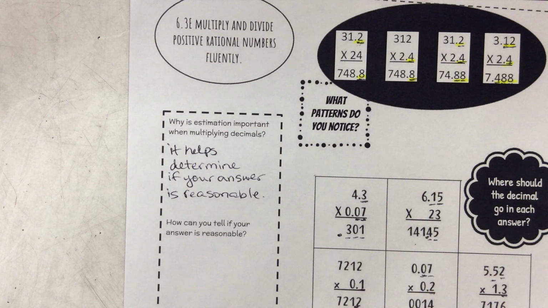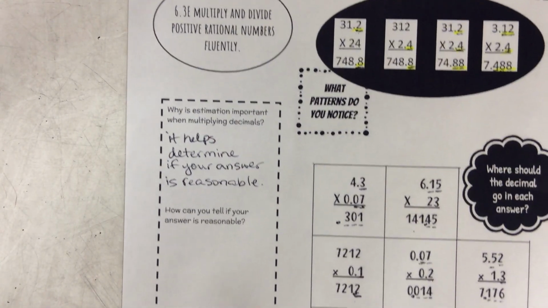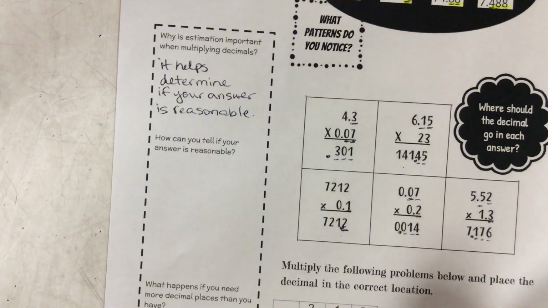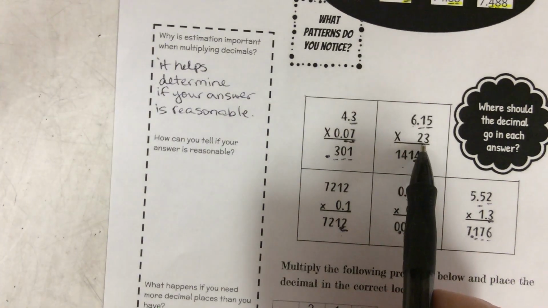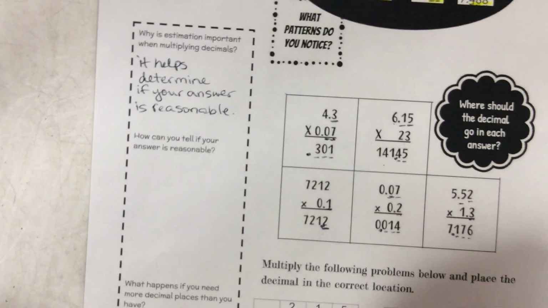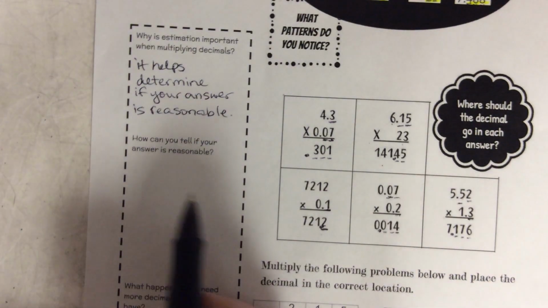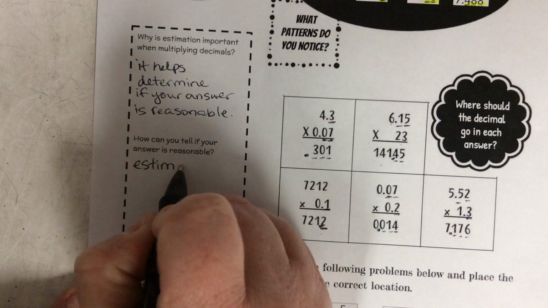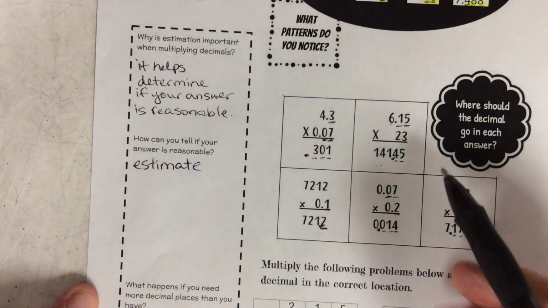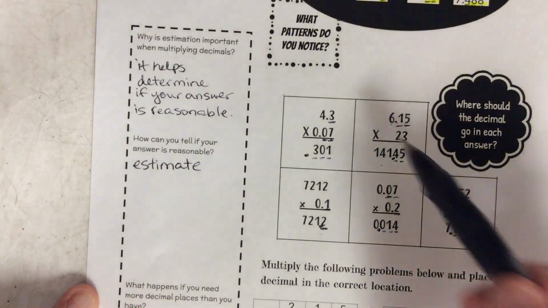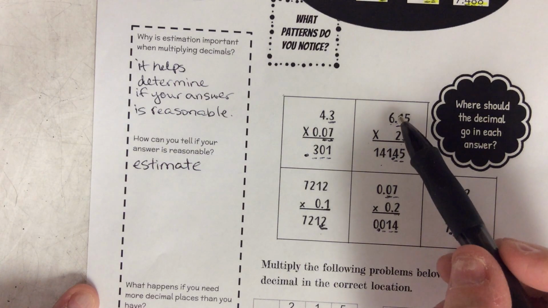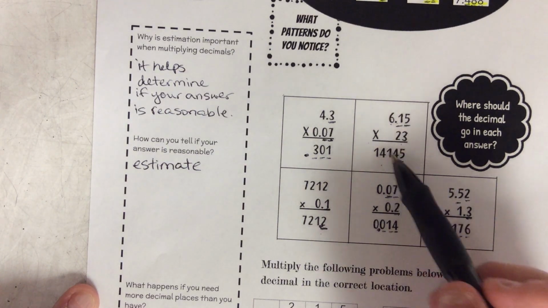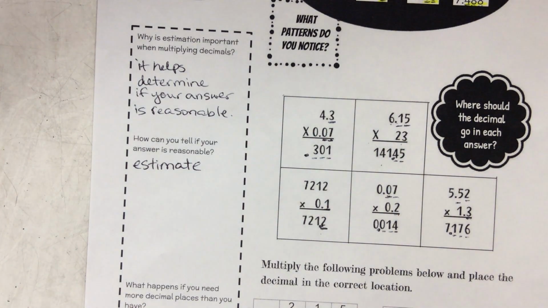Okay, how can you tell if your answer is reasonable? Well, let's estimate. Let's round the numbers like we did right here, like the 6 times 23, okay, 141. That helps you estimate. It means use the whole number. 23 times 6 is 138. That would be very close right here, okay?